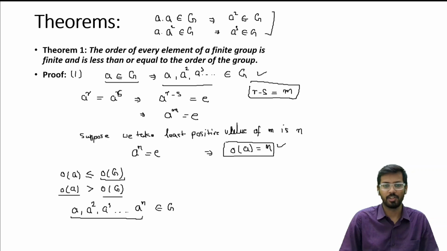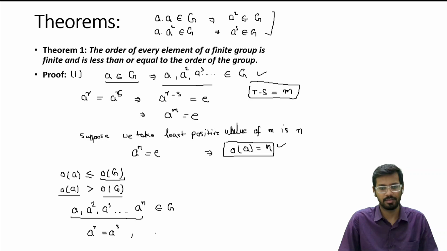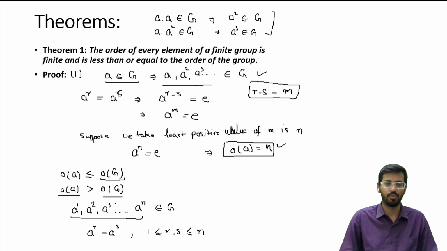ठीक है, ये सब डिस्टिंक्ट होने चाहिए, तभी इसका ग्रुप का ऑर्डर n हो सकता है। सो नाउ if we take two elements a raised to power r is equal to a raised to power s, okay, such that r and s should be between 1 and n, because यहाँ पे जो a की पावर है वो 1 2 3 4 सो ऑन अप टू n हो सकती है। तो जो r और s की वैल्यू है वो 1 से n के बीच में हो सकती है। तो इससे हम ये लिख सकते हैं कि r minus s should be greater than 0 and less than n.